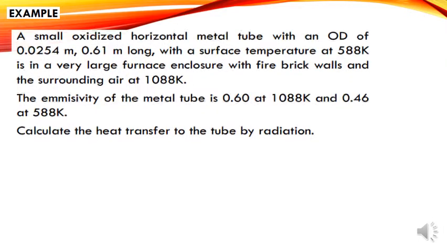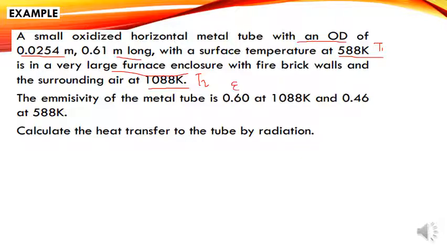Let's start with the example here. We have a small oxidized horizontal tube, where the diameter is given here, and also the length is given, with the surface temperature of 588. This is the temperature T1, and the tube is placed in a very large furnace. The surrounding temperature is 1088, and this one is considered as T2 because it is the surrounding temperature. The emissivity of the metal tube is 0.6.